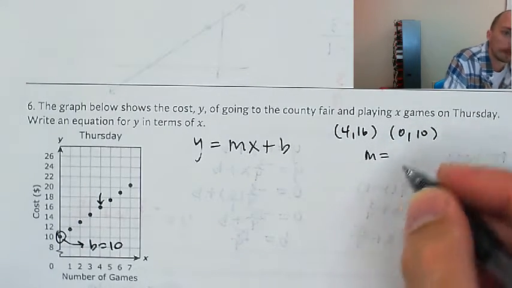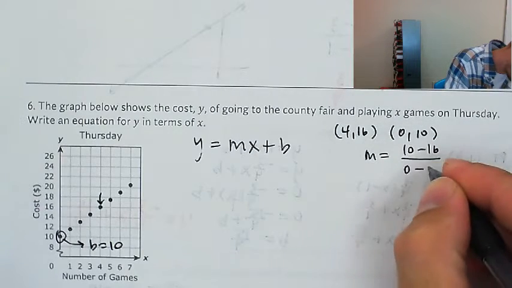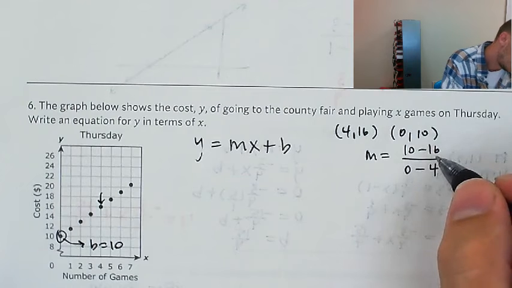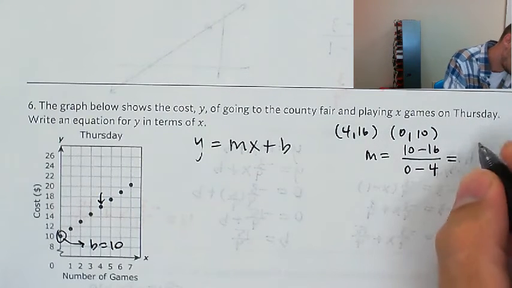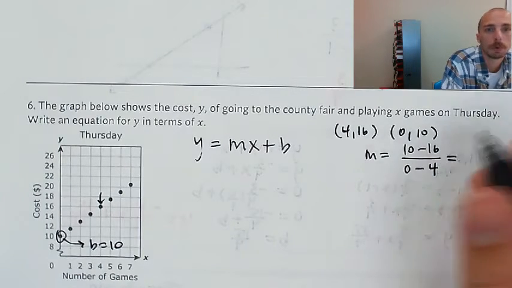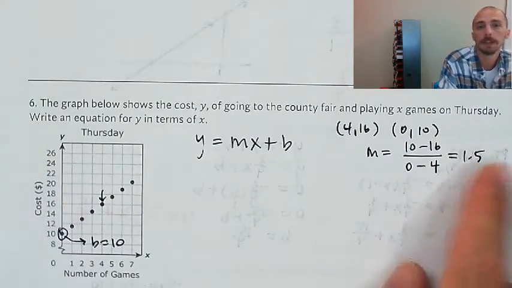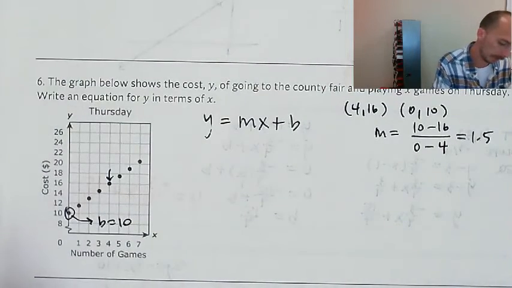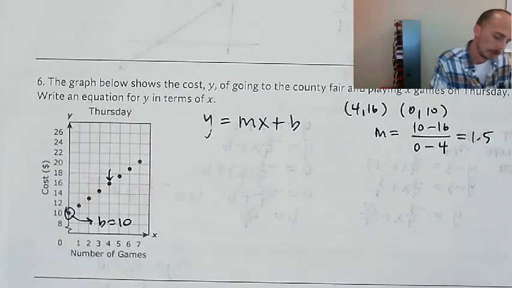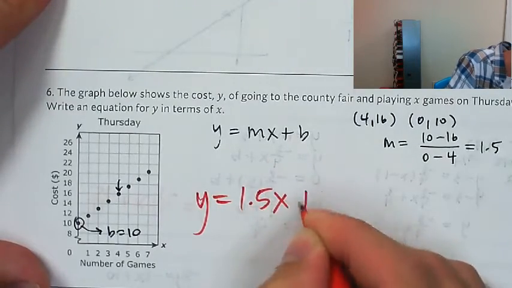Okay, so the slope to me is looking like 10 minus 16, y2 minus y1 over x2 minus x1. Okay, so that's looking like negative 6 over negative 4 is equal to positive 6 over positive 4. And 6 divided by 4, well, that's going to be 1.5. It's 3 divided by 2, whatever you want to call it. I might call it $1.50 because it's a cost situation, so I would use decimal. Okay, so now that I've got m and now I've got b written all over my hand, I'm going to say, all right, my equation is going to be y equals 1.5x.